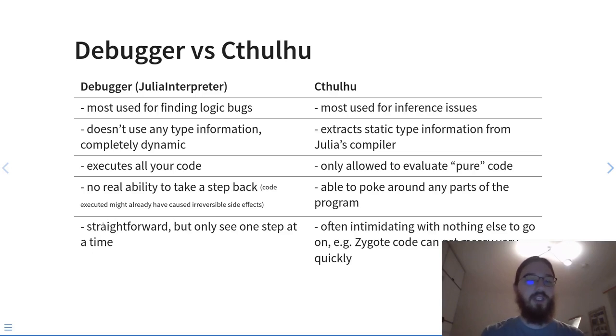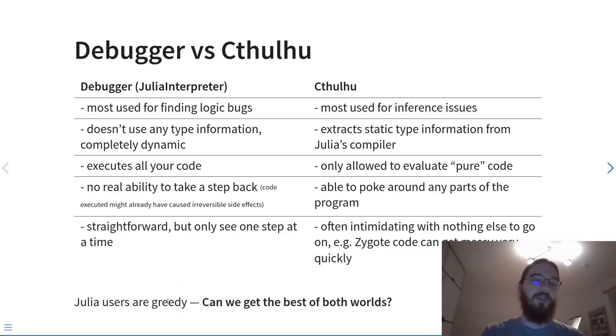A debugger is usually quite straightforward to a newcomer to Julia, but the limitation is that you only really see one step at a time. Whereas in Cthulhu, you see everything at once, but that can also be really intimidating, especially if you've worked on code making use of AD. This can get messy very, very quickly. Now, as a Julia user, that begs the question: can we somehow get the best of both worlds? And now I want to basically give you a demo of what I've been working on.